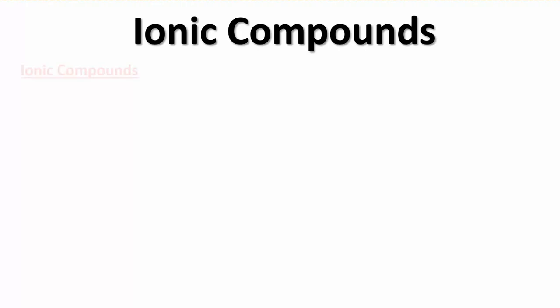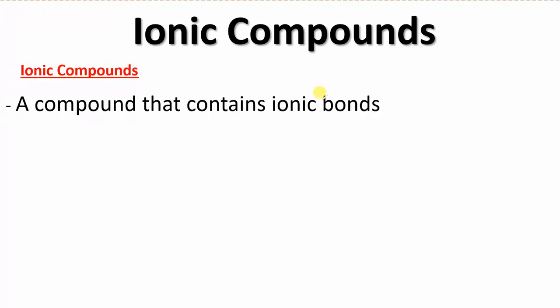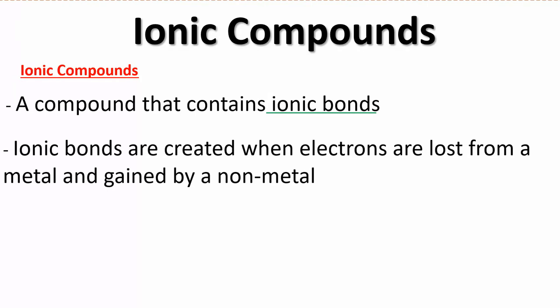So let's talk about some ionic compounds. What is an ionic compound? Well, it's a compound that contains an ionic bond. Well, that doesn't really tell us anything. We need to look a little bit further here to figure out what an ionic bond is. And, well, an ionic bond is created when electrons are lost from a metal and gained by the nonmetal. That's what we just mentioned in the last slide as well.